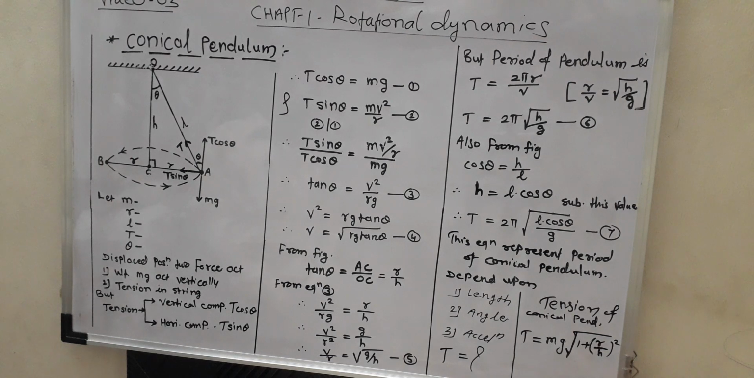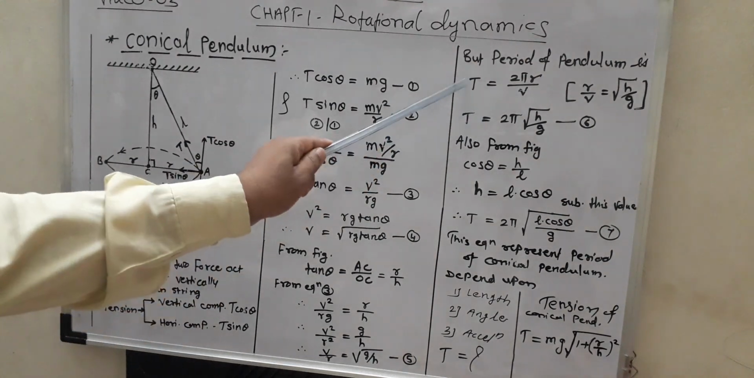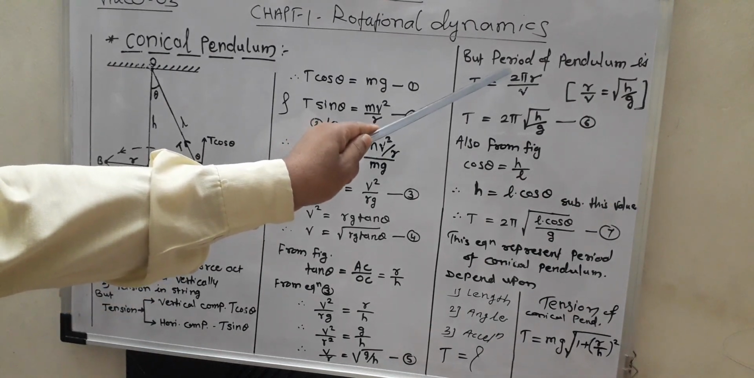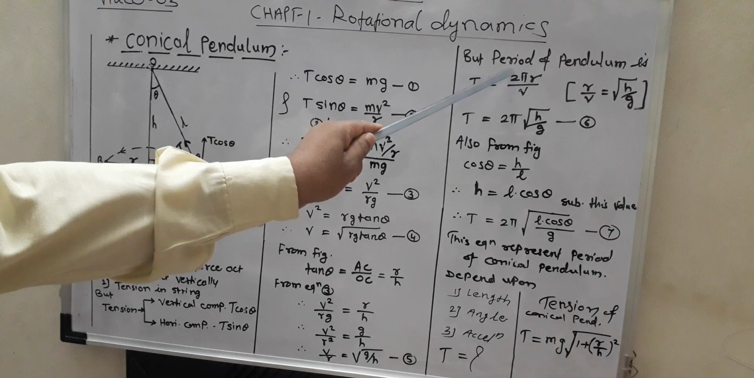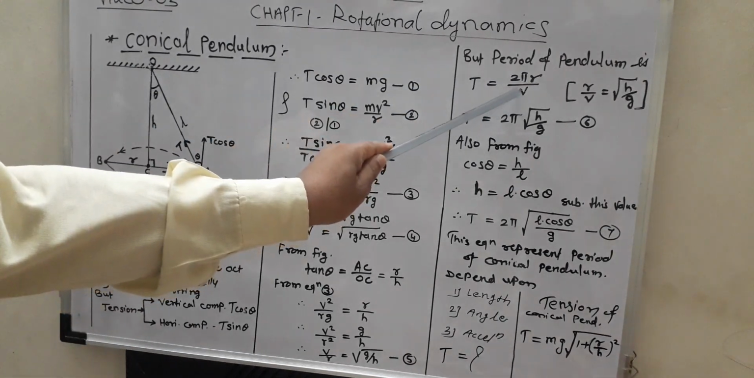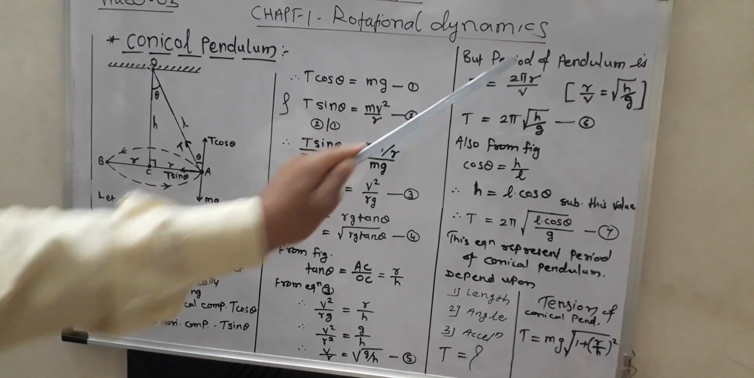Then we know the formula for the period of the pendulum: T is equal to 2 pi r upon v. Sometimes you have to show how this formula comes. The speed v is nothing but distance upon time, and the time is the period. This 2 pi r is the circumference, which is the distance, because this is a circular path. Therefore T is equal to 2 pi r upon v.